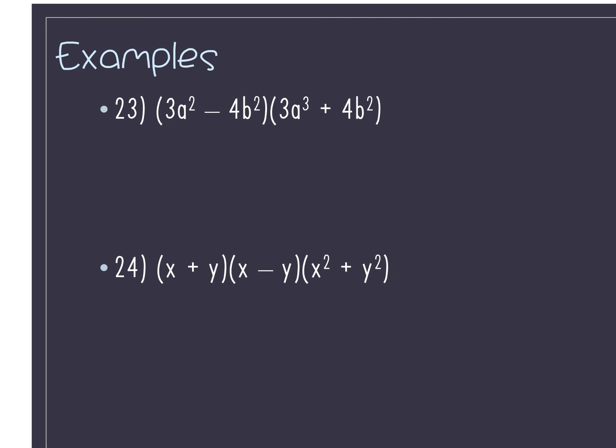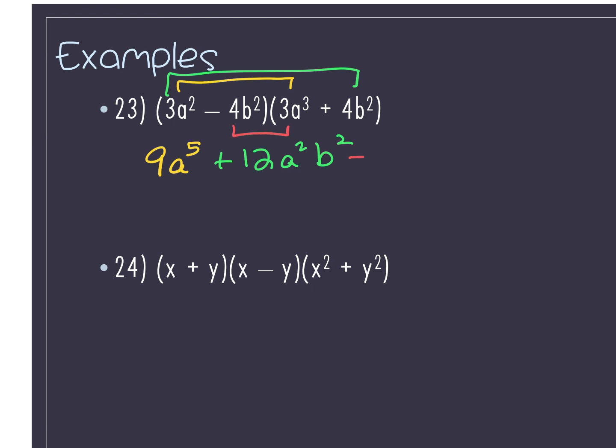So we would do first, and this is going to give me 9a to the 5th. Then I'm going to do the outer, and this will give me 12a squared b squared. Then I'm going to do the inside, and this will give me negative 12a to the third b squared. And then finally last will give me negative 16b to the 4th. Notice on this one, because the binomials didn't have exactly the same terms, there are no like terms here. This is my simplified answer.